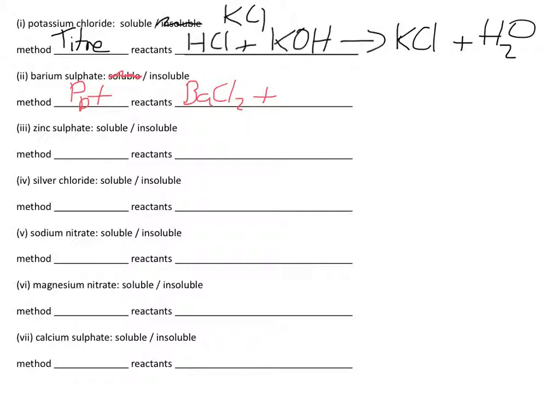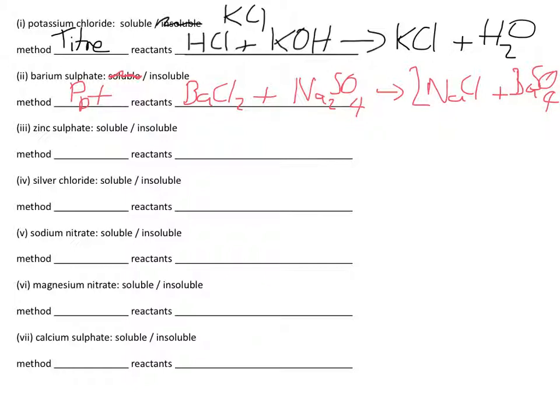And we need to choose a soluble substance to provide the sulfate. So have a look on the table for a soluble sulfate. Well, let's choose sodium sulfate. You could have chosen sulfuric acid or a number of other substances containing sulfates as long as it was soluble. So that produces sodium chloride, which of course we know is soluble, and barium sulfate, which would appear as our precipitate.